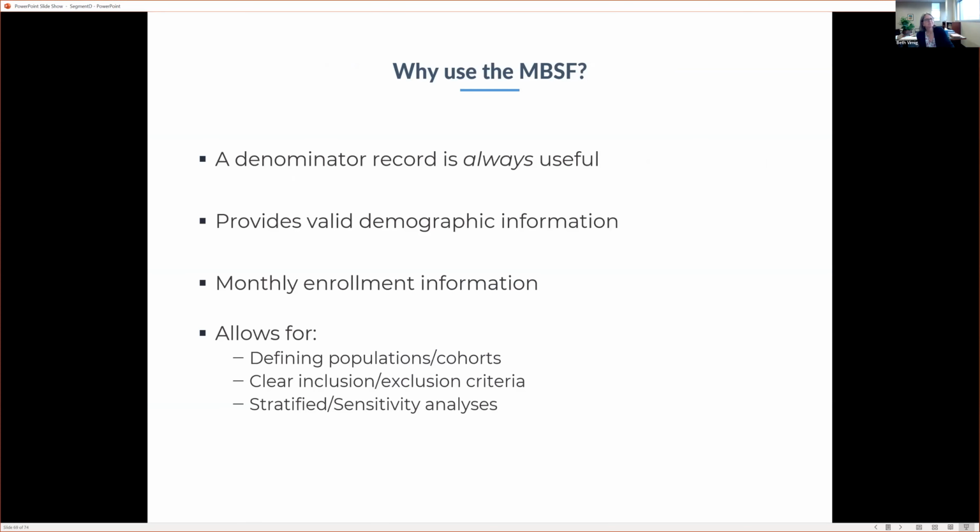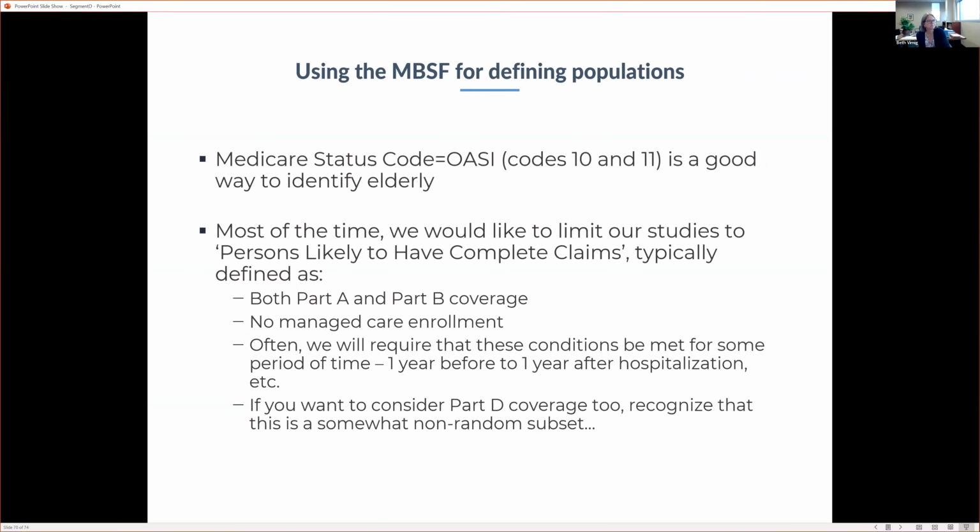So key takeaways. The denominator, the MBSF, is always useful. You always want it. It provides valid demographic information. Enrollment information is a great way to define cohorts and populations, set inclusion and exclusion criteria, and can help support stratified and sensitivity analyses. So these are important when you're trying to make sure you know what population you're trying to generalize to. Medicare status codes 10 and 11 are a good way to identify the elderly.